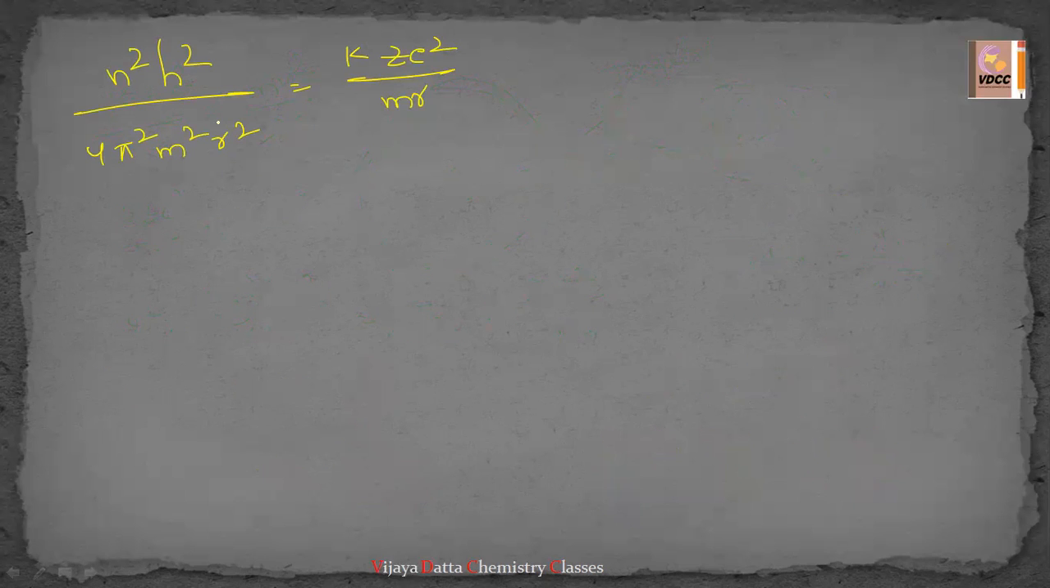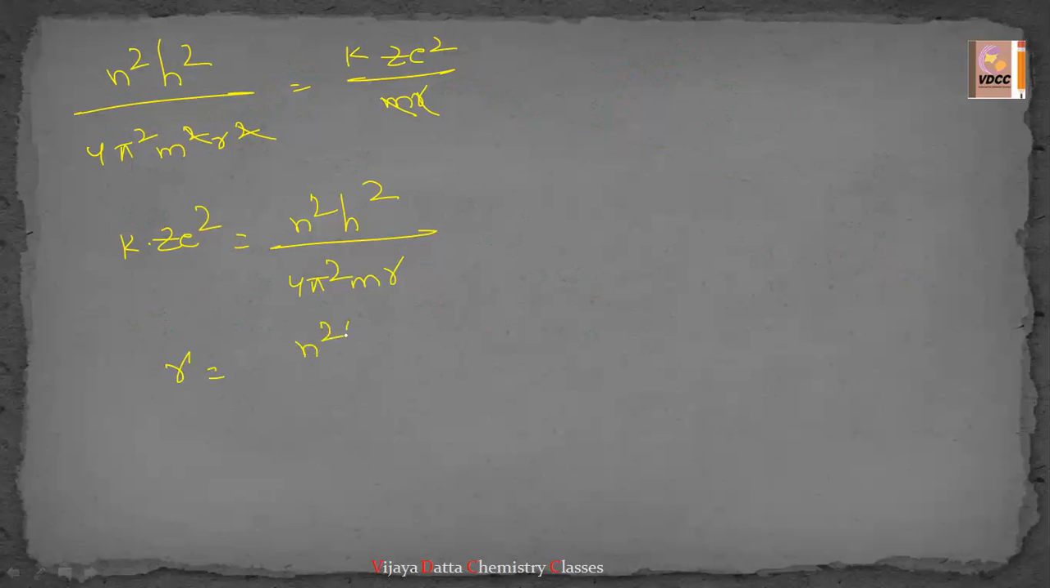So see here, anything that gets cancelled, you can cancel. m can get cancelled, r can get cancelled, isn't it? So see here, how can we convert this one? k z e square equal to n square h square by 4 pi square m r. We want r because we are doing it for the radius. So r equal to n square h square by 4 pi square m, if we bring this k z e square value here, m into k into z e square.